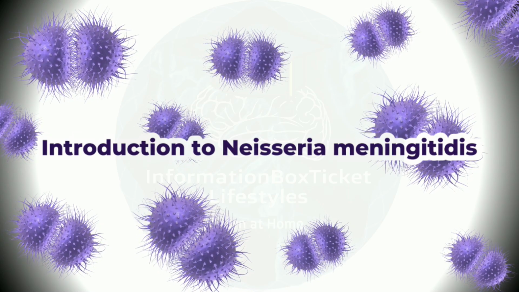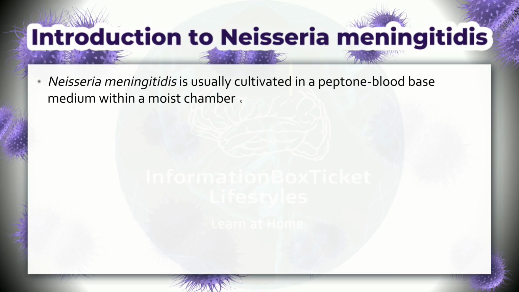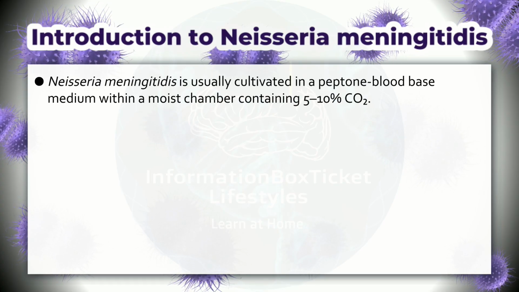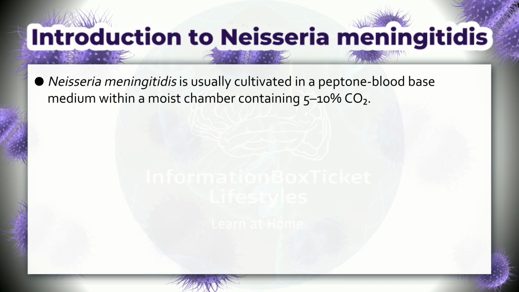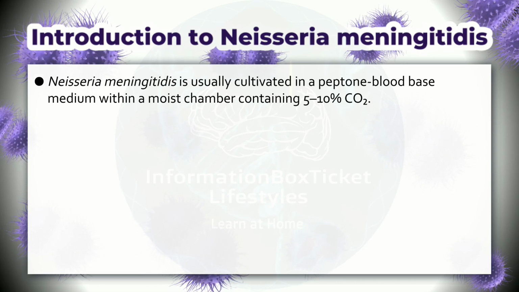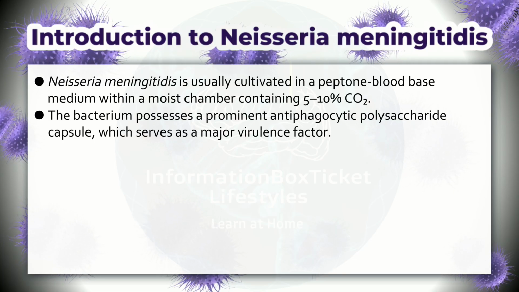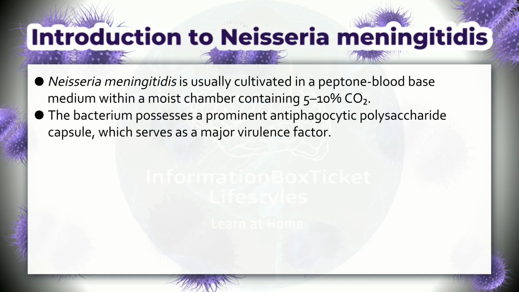Introduction to Neisseria meningitidis. Neisseria meningitidis is usually cultivated in a peptone blood base medium within a moist chamber containing 5 to 10% carbon dioxide. The bacterium possesses a prominent antiphagocytic polysaccharide capsule, which serves as a major virulence factor.